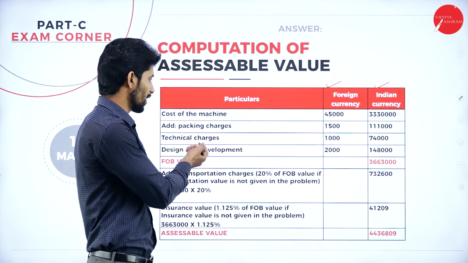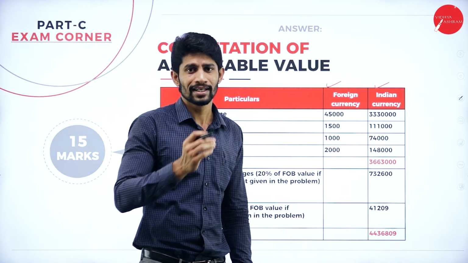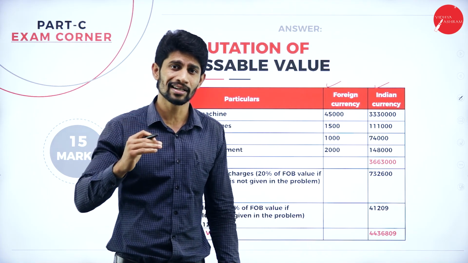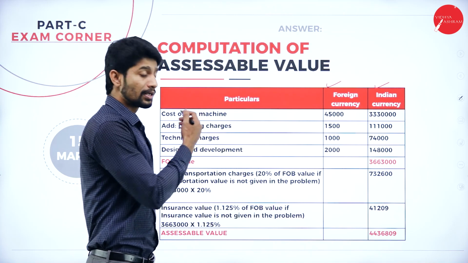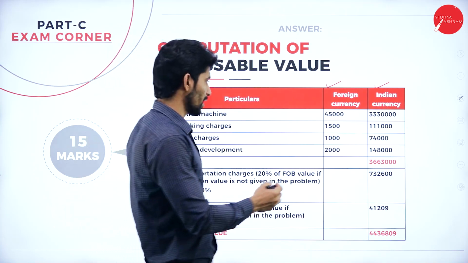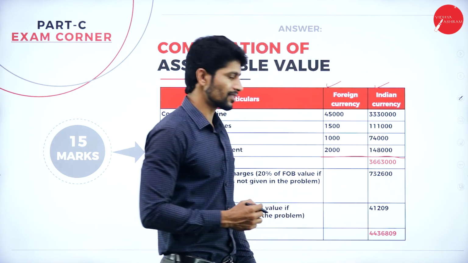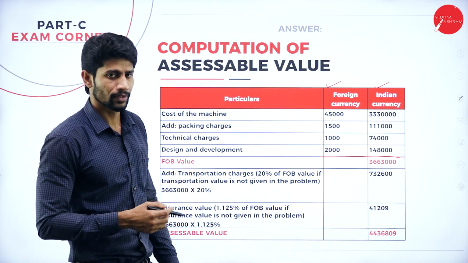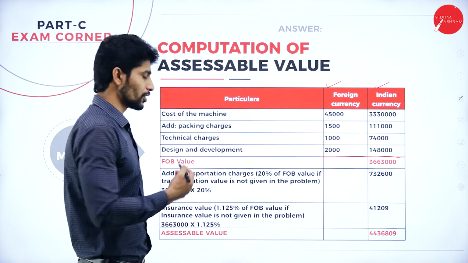Next add packing charges. Obviously for the cost of machine we are supposed to add the expenditures which are incurred up to the port. Packing charges is given, technical charges is given, design and development charges is given. So add these 3 items. Here you will get the total in Indian rupees 36,63,000. For that add transportation cost and insurance cost.